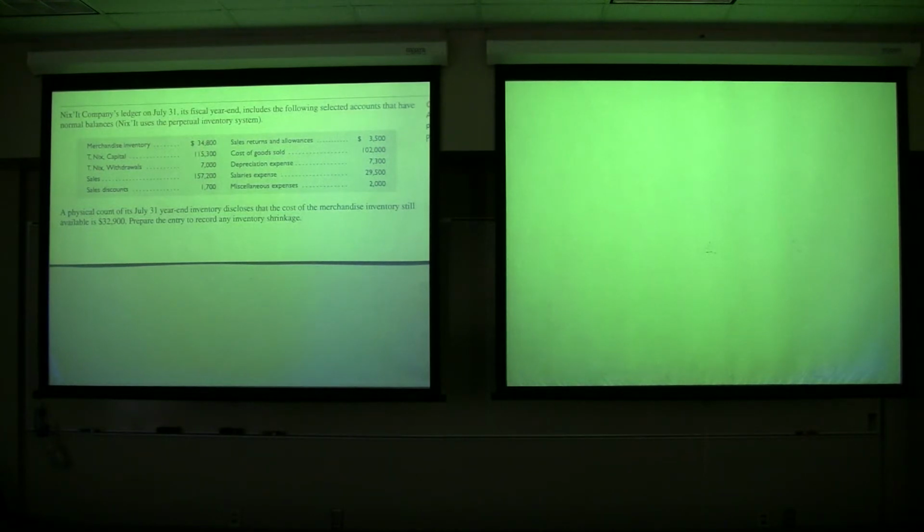Now, by the way, this will work differently under the periodic. Okay? So, merchandise inventory is $34,800. Capital is $115,300, and so on. Now, they do a physical count of the year-end inventory, and it discloses the cost of the merchandise still available of $32,900. Prepare the entry to record the inventory shrinkage.